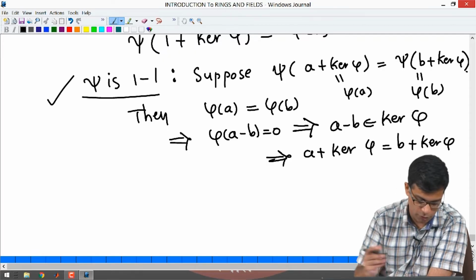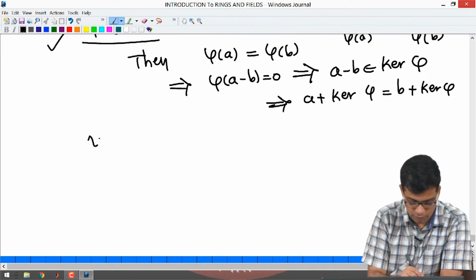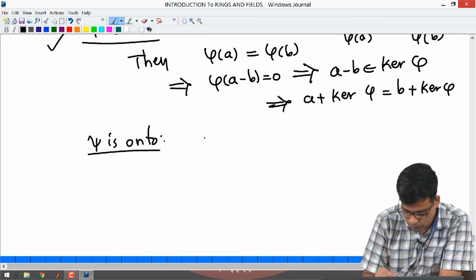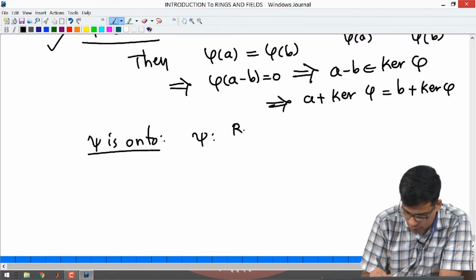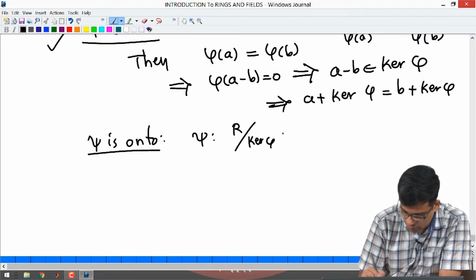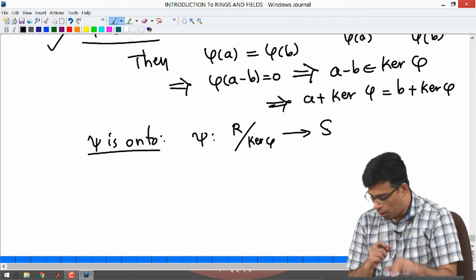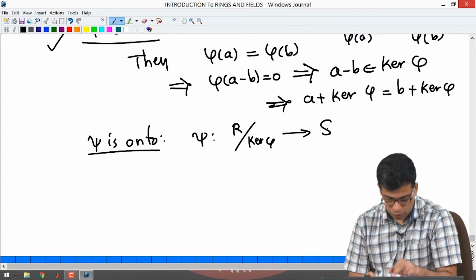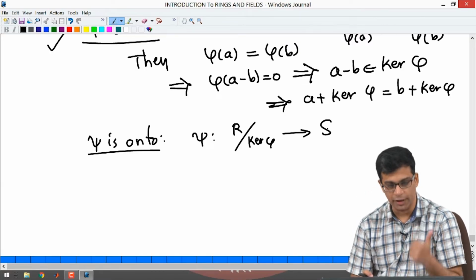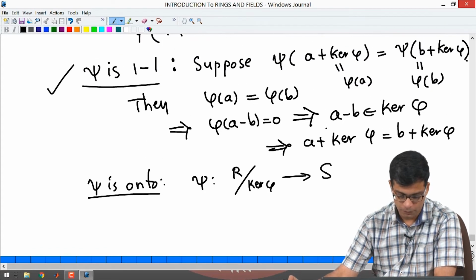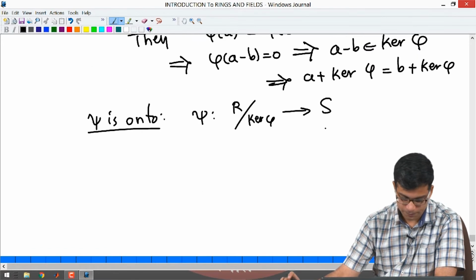Okay. So, finally psi is onto. Why is this? Remember, psi is a function from R mod kernel phi to S. We have so far showed that psi is a ring homomorphism. We have also showed that psi is a 1-1 function. Last step is to show psi is onto.